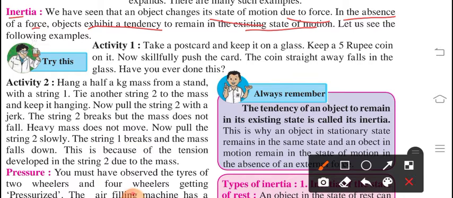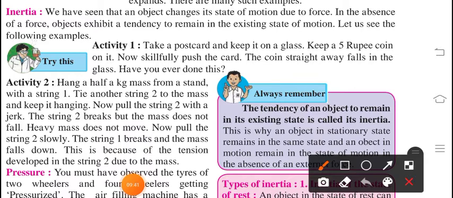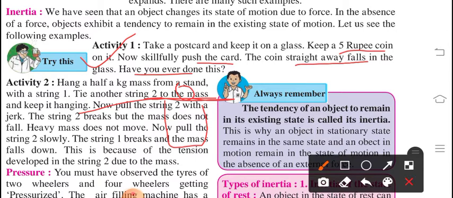To understand this concept, we have a few activities as well as a few examples. Let's go ahead with the activity. First activity: take a postcard and keep it on a glass. Suppose I am taking a glass; on this glass I keep a postcard. Keep a 5 rupee coin on it. Now skillfully push the card. What happened? The coin falls straight into the glass. You can do this example at home also. If you push this card, then definitely the coin falls down into the glass.